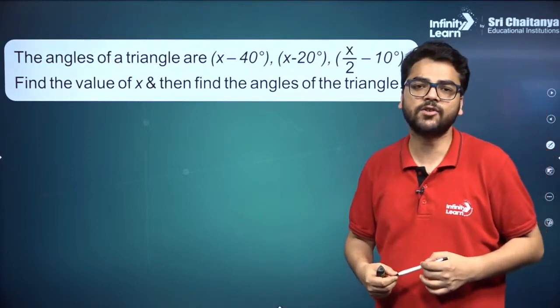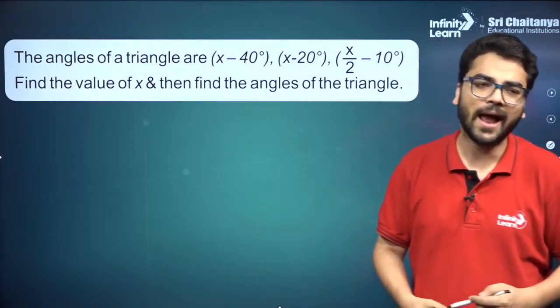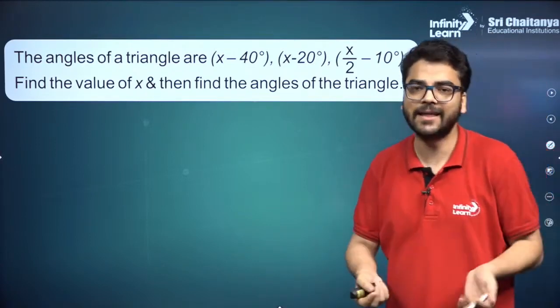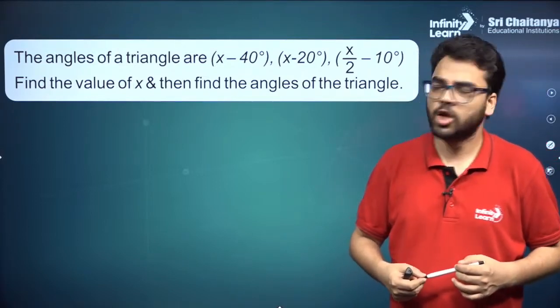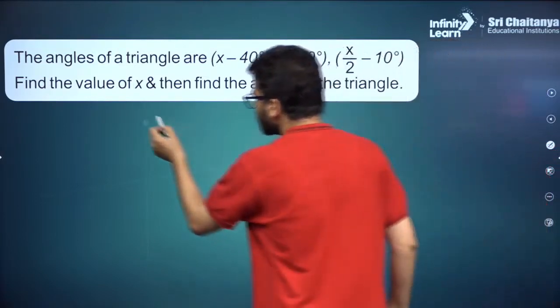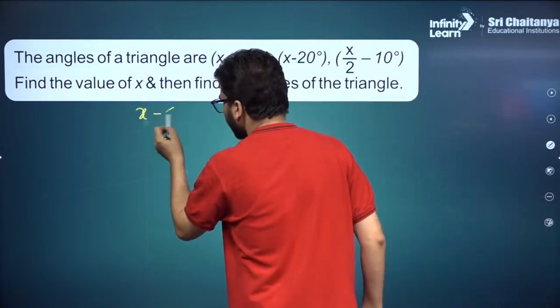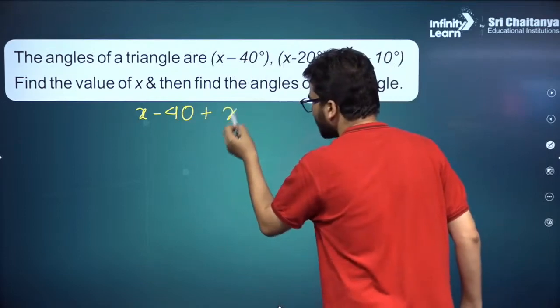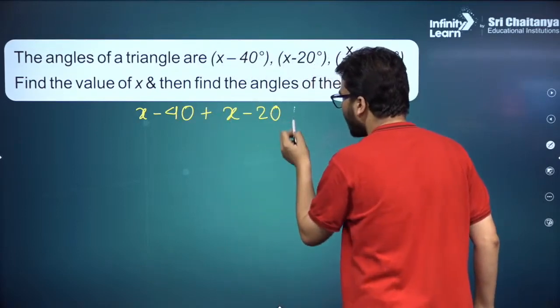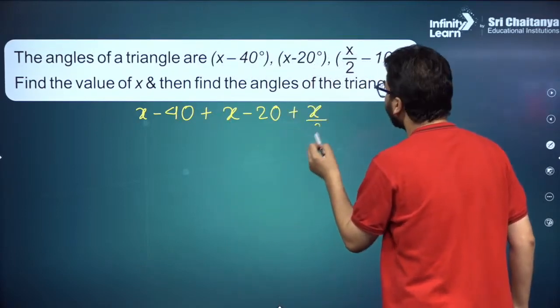The angles of the triangle are given over here, and you have to find the value of x and then the angles of the triangle. So see, it is given that x minus 40 is an angle. Therefore, x minus 40 plus the other angle, x minus 20, and the third angle over here is x by 2 minus 10.